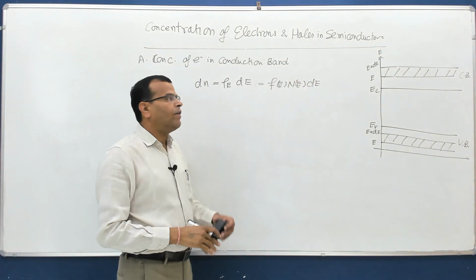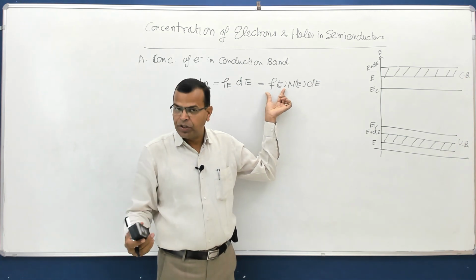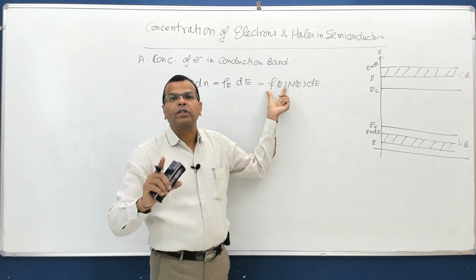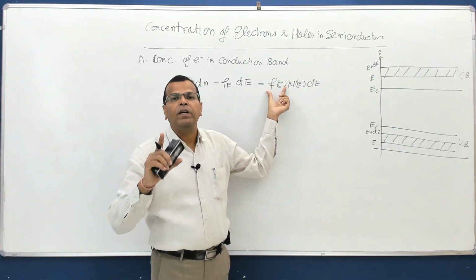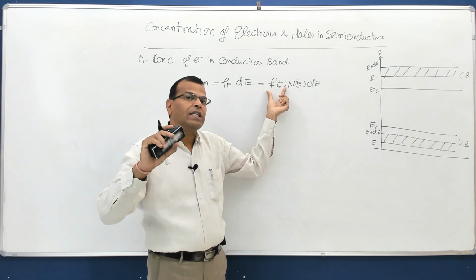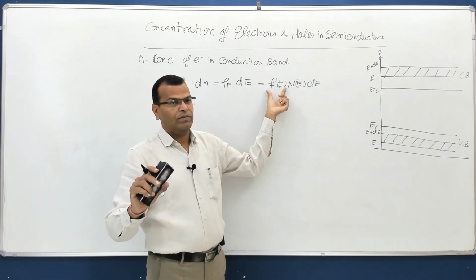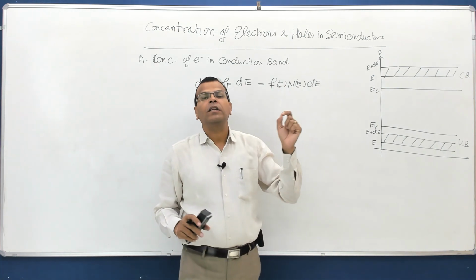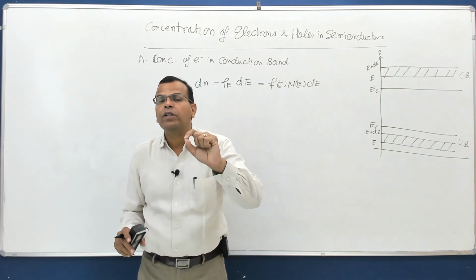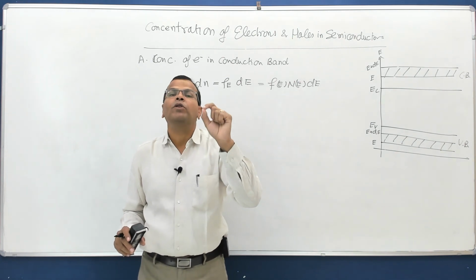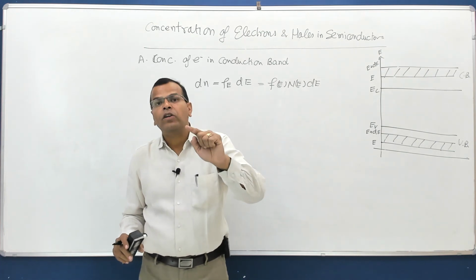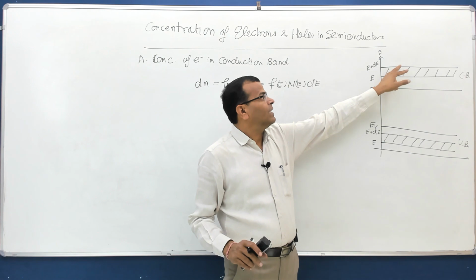What is Fe? Fe is called the Fermi-Dirac function. The Fermi-Dirac function is nothing but a probability function, which gives the probability of occupying an energy state by an electron. That is Fe. Ne is nothing but the maximum possible density of states per unit volume. What is the maximum possible density of states? That is equal to the maximum number of electrons per unit energy per unit volume in this area.